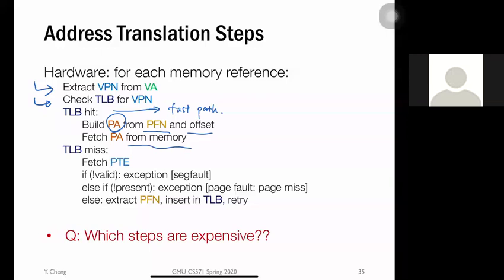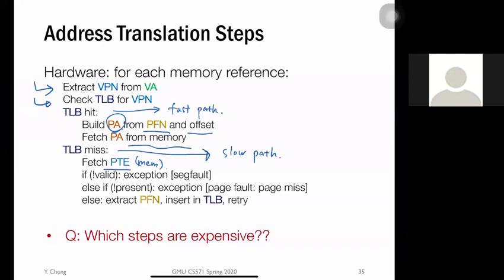And if unfortunately we have a TLB miss, which means the corresponding address translation information is not present within the TLB, this is the slow path in terms of memory access, because we need to first fetch the corresponding page table entry, which is right now within memory, right? And then further check the valid bit of this particular page table entry.